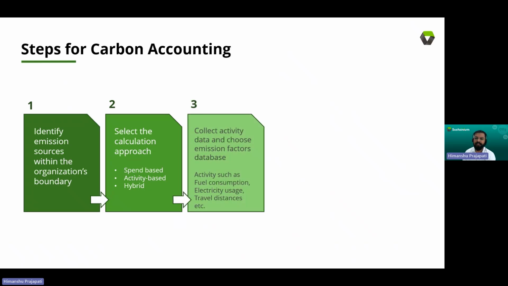Once you have collected the data, the next step is choosing the emission factor database. The emission factor database is, of course, location based.